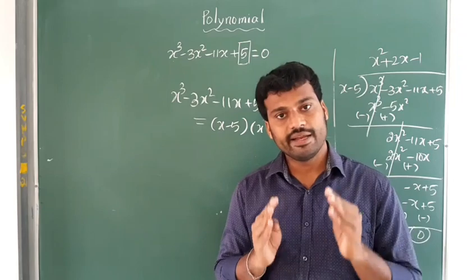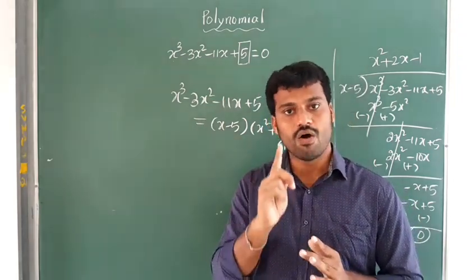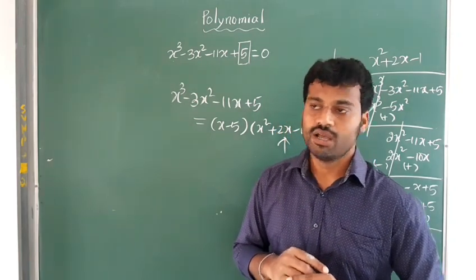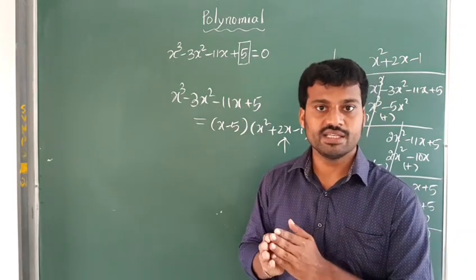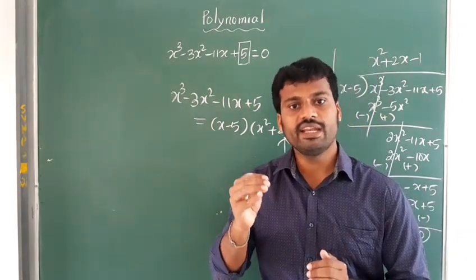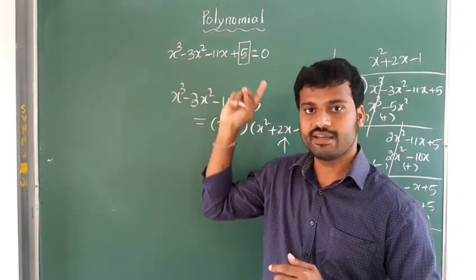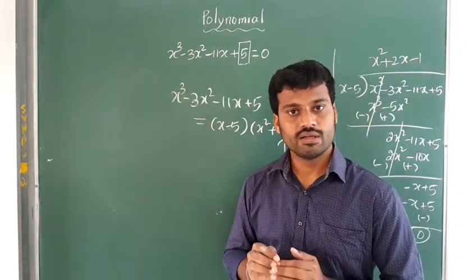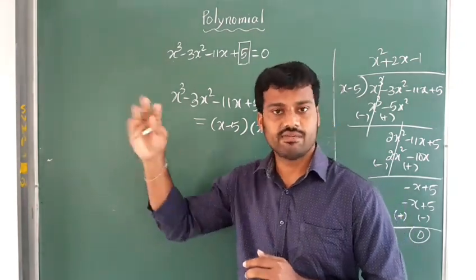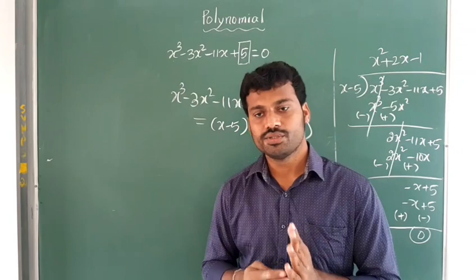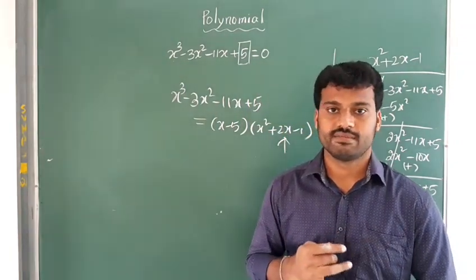Clear or not? Identities are very important in polynomials. First learn all identities. Whenever they give a quadratic or cubic to factorize, first compare it to the identities. Quickly check whether it is in the form of any identity or not. If it is, you can directly simplify by using that identity. If not, you should go with these methods. Clear? Learn identities.